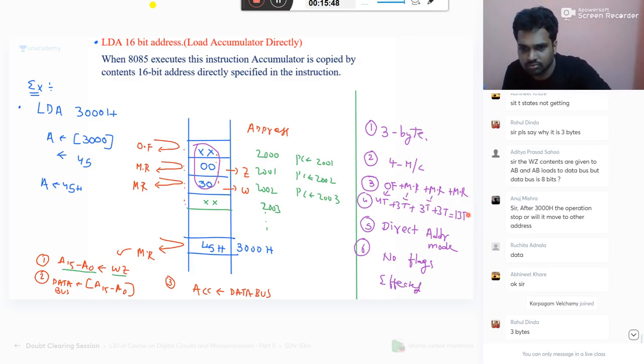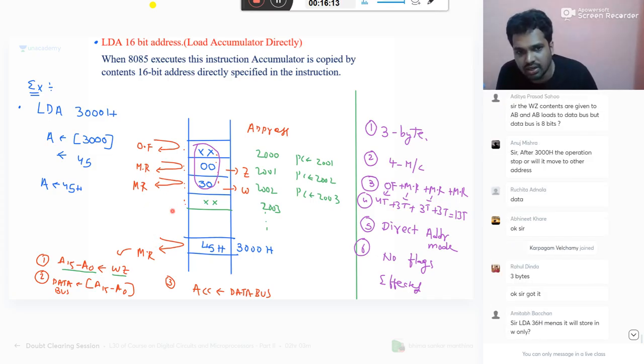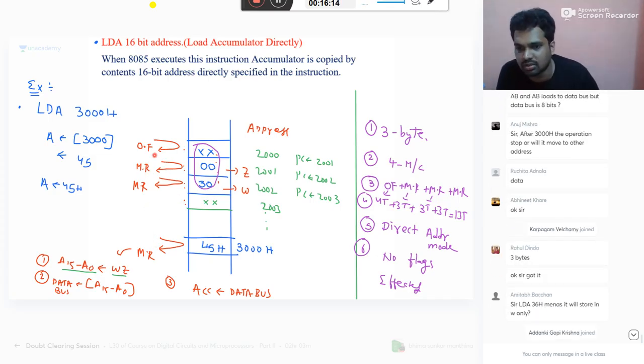Abhinit, now your doubt is clear. Rahul, clear. Aditya, any doubt? Aditya's doubt is also clear. Anuj, sir, after 3000 the operation stops? Not after 3000. After this memory read, the computer will understand this requires 3 memory reads. After this, next it will do its opcode fetch from the PC.